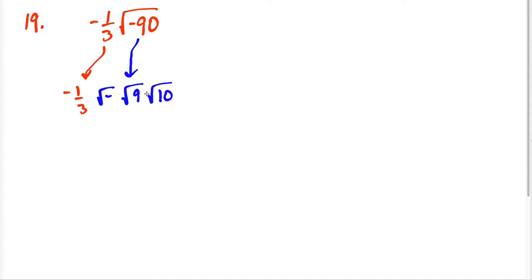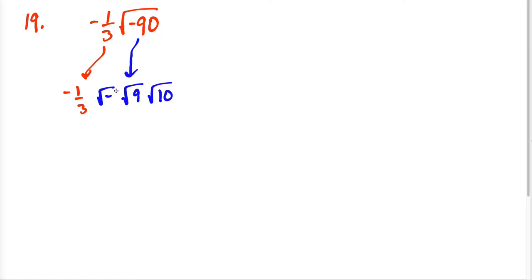Now, I've been hearing some confusion on this. Onyx, why did I break it up into 9 and 10? Why didn't I break it up into 45 and 2? Because 9 is a perfect square number. Yes, it's a square number of 3. So you can break it down just into 3.